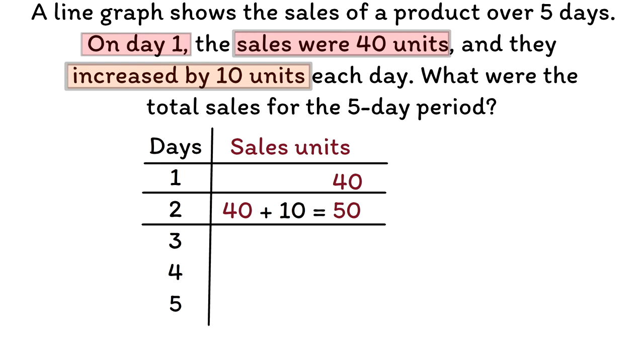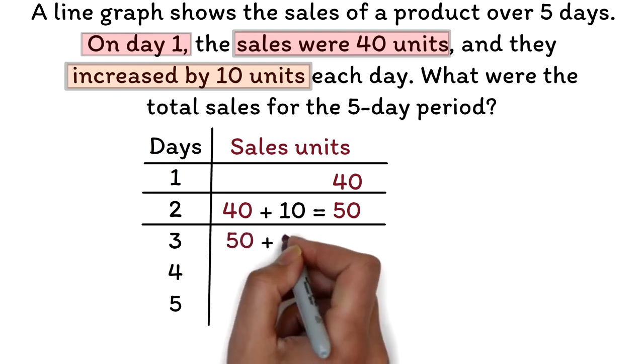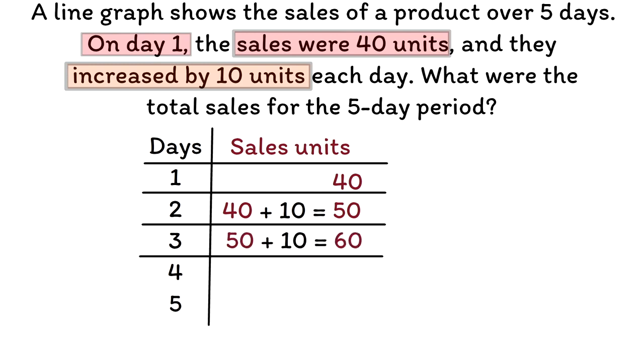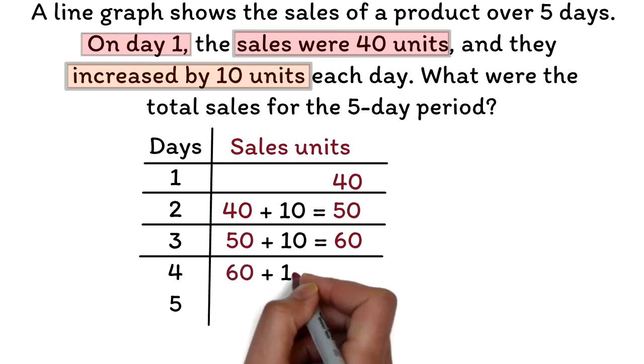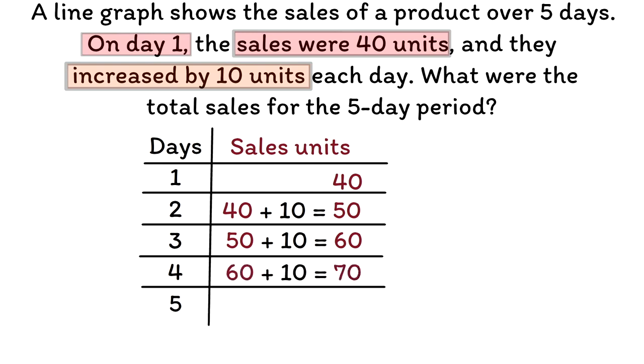So add 10 to the second day's sales, which is 50 plus 10 equals 60. Likewise, add 10 to the 60 units for day 4, which is 60 plus 10 equals 70. Lastly, also increase the sales unit for day 4 by 10. That's 70 plus 10 equals 80.